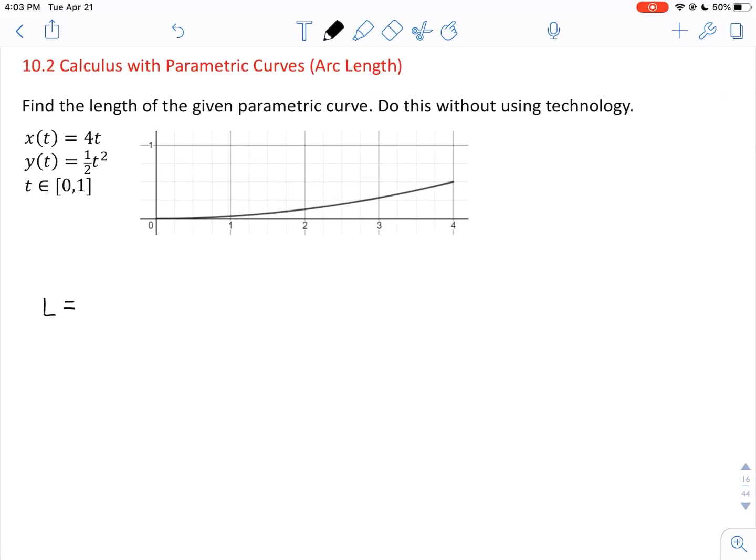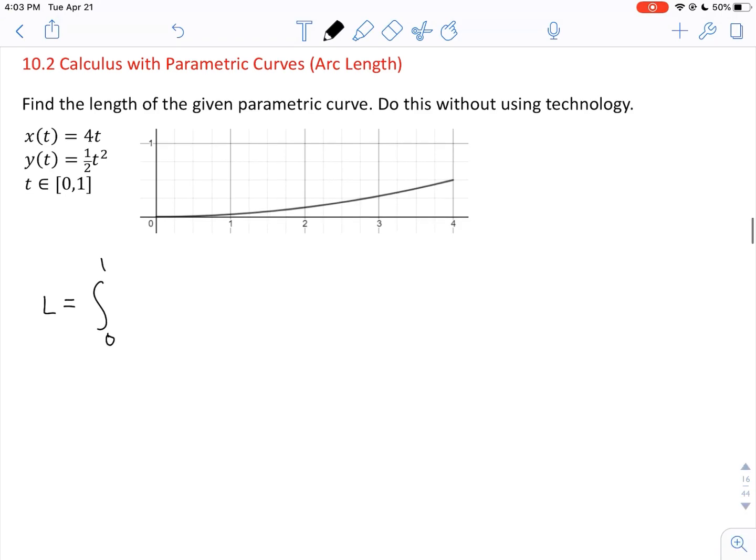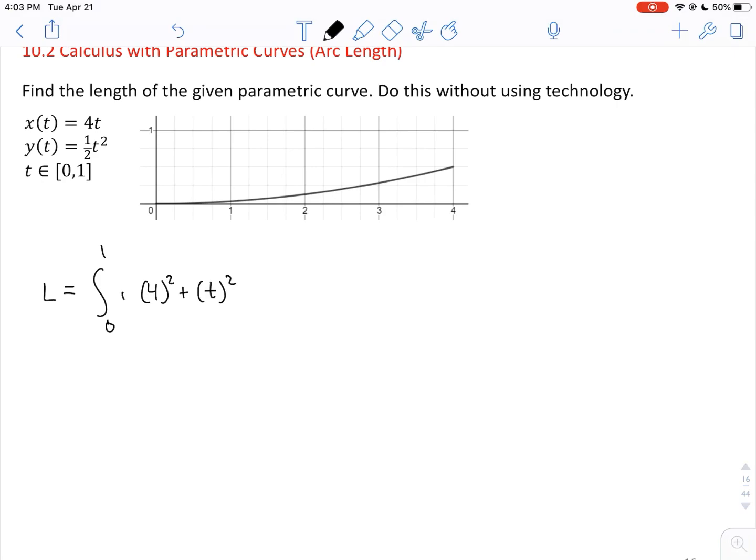The length of this curve that you're seeing in this image will be an integral from time 0 to time 1. It'll be the derivative of x, which is 4, and that needs to be squared, plus, and then the derivative of y, which is just t, and that needs to be squared. And then all of that is inside a square root dt. So in other words, it's the integral from 0 to 1, 16 plus t squared radical dt.